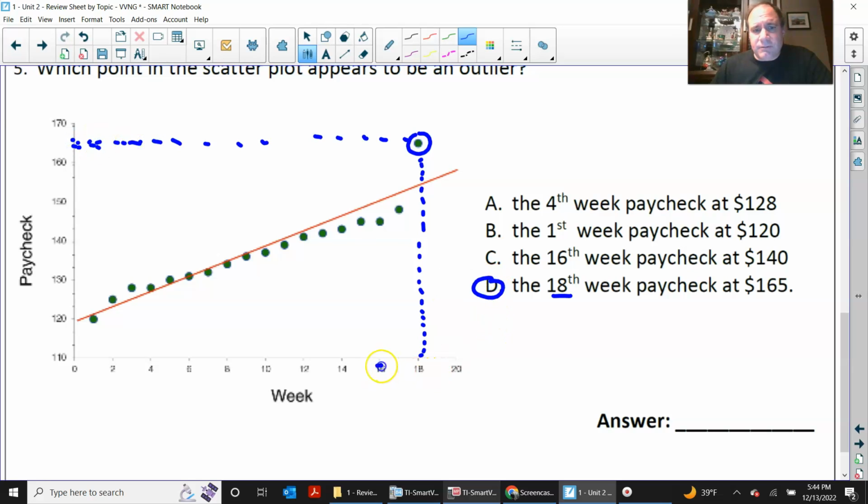It's not the 16th week. 16 would be here. That's out. First week is all the way over here. Obviously, that's not the outlier. The 4th week paycheck would be over here. That's not the outlier. D would be your answer, and that is it.